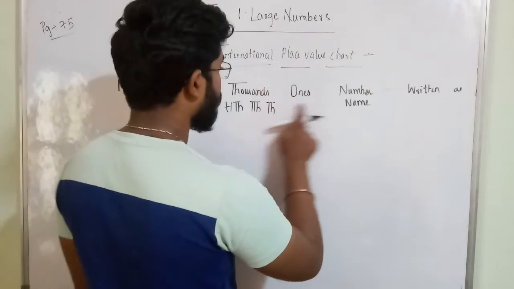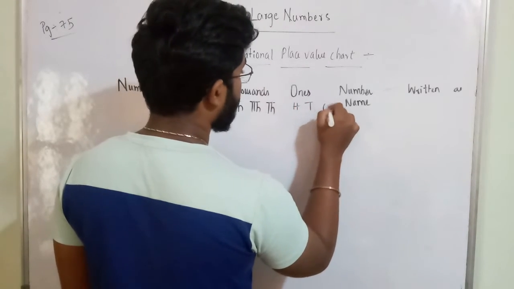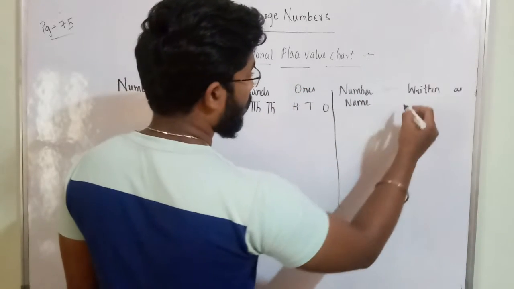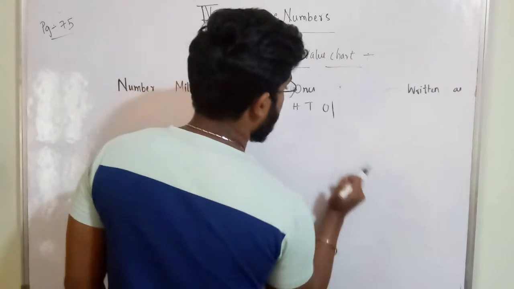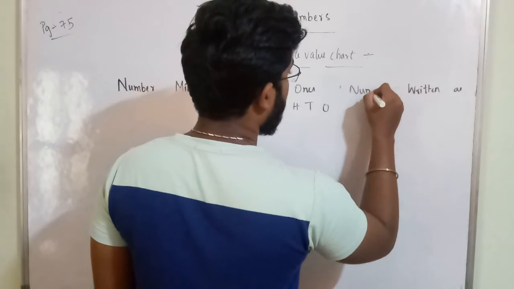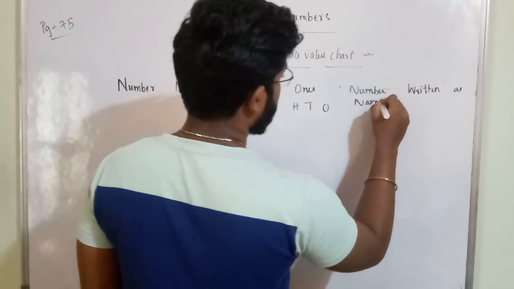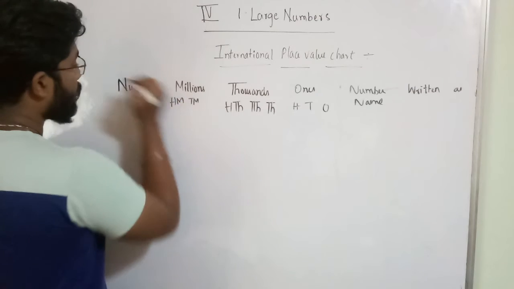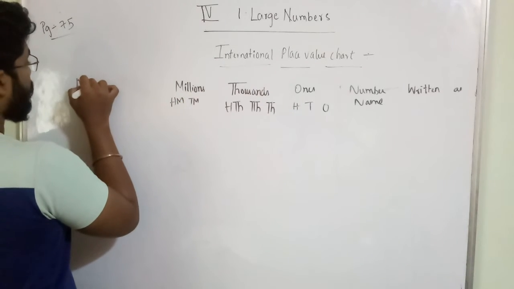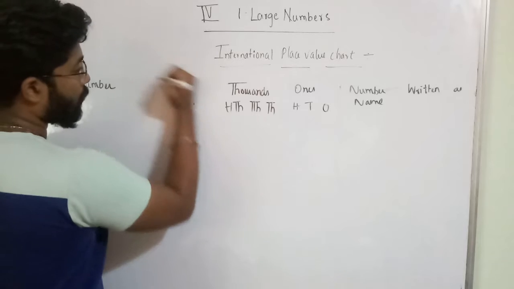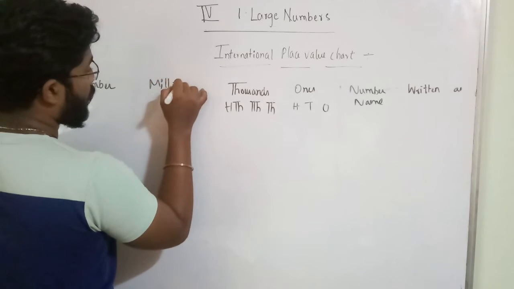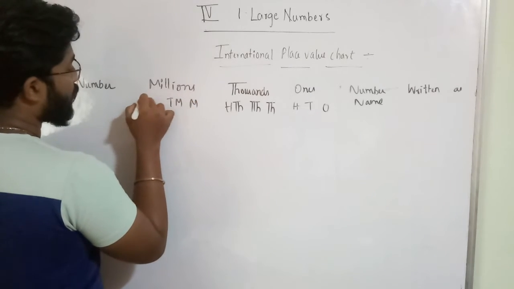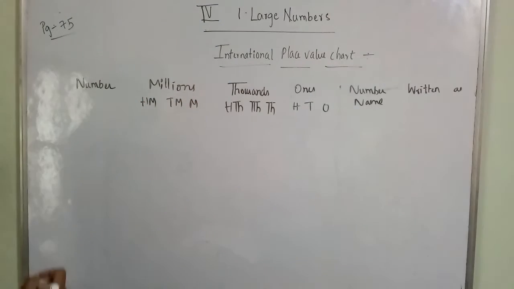So like that you are going to represent. Okay, HTO. This is ones period. Okay, number name, just a minute, number name. Okay, so let us discuss about it. Here 100 million, 10 million, okay, million, 10 million, 100 million. Like this you have to understand.